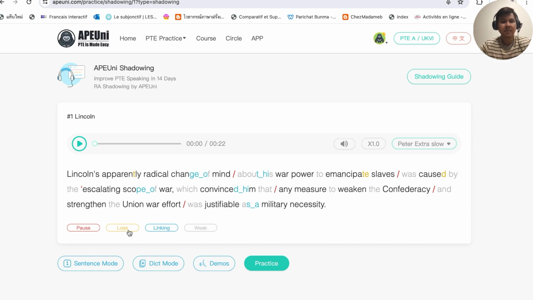The second key element is loss. It's the yellow color. So you see here the T. Apparently, we don't say apparently. Apparently, no, it's so difficult. So many things you have to do. Too much work for your mouth to pronounce. So we just pronounce apparently without the T sound. The T is silenced here, or they say lost.